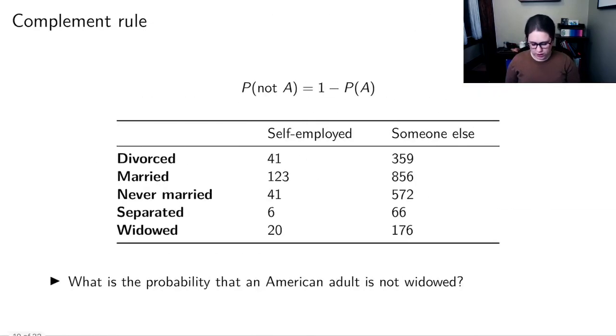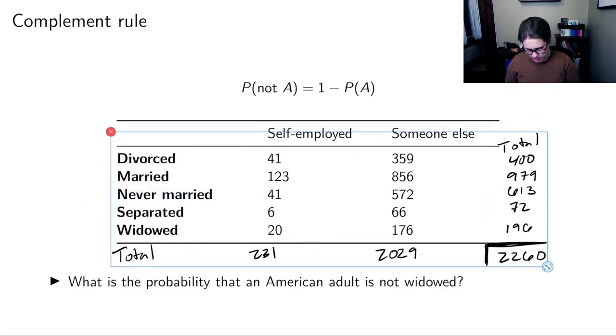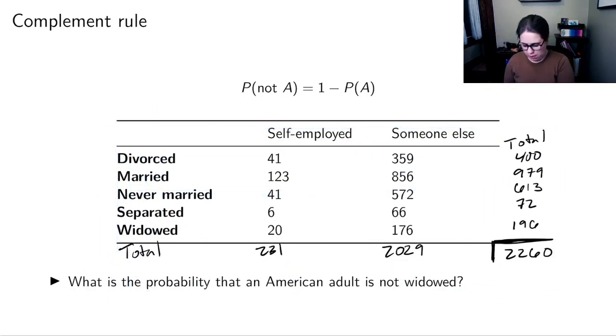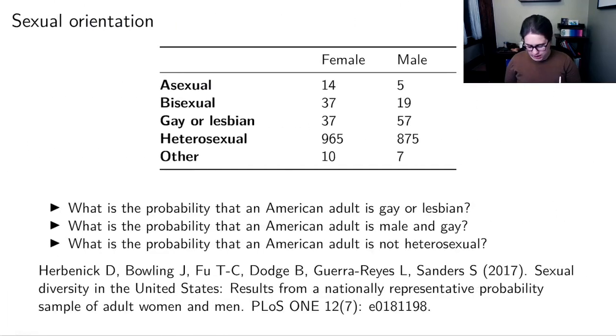And of course, we also have the way to do it with the equations. So the probability of not A is 1 minus the probability of A. And maybe I'll leave that one to you to try out, but you should get the same answer by using the formula. And I've got another example here, which is data about sexual orientation and gender identity.